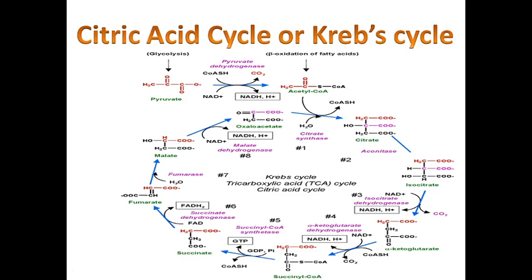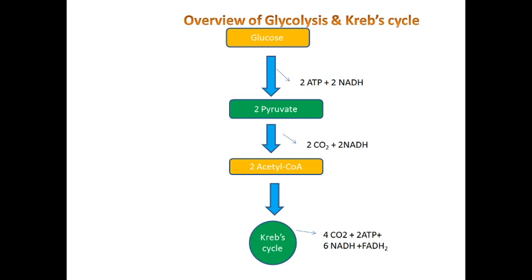So what do we begin from? We begin from oxaloacetate, and this changes to citrate or citric acid, then isocitrate, then alpha ketoglutarate, then succinyl coenzyme A, then succinate, then fumarate, then malate, and finally we have oxaloacetate. So let's take an overview of glycolysis and the Krebs cycle. Glucose changes to 2 pyruvate by the process of glycolysis, and as a result, what is the net gain? There is a net gain of 2 ATP and 2 NADH.